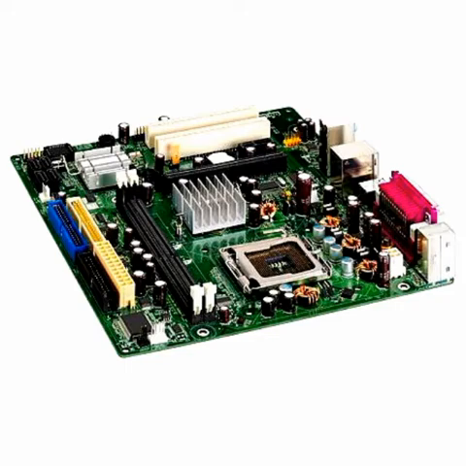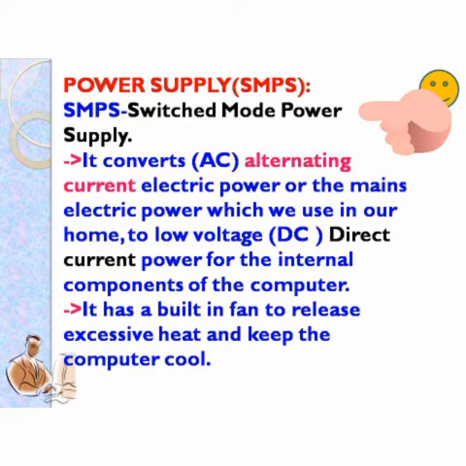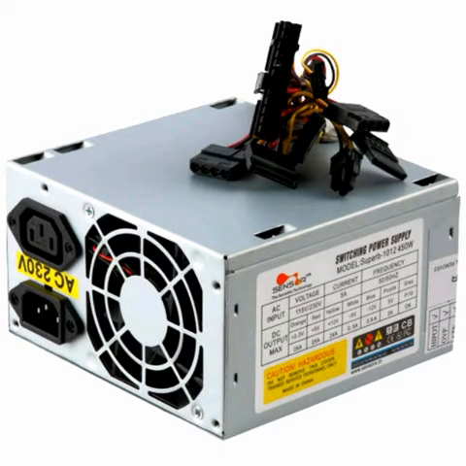Okay, so next we'll discuss about power supply, that is SMPS. It stands for switched mode power supply. It converts AC, alternating current electric power, or the mains electric power which we use in our home, to low voltage DC, that is direct current power for the internal components of the computer. So simply it converts AC to DC. It has a built-in fan to release excessive heat and keep the computer cool. This is the picture of SMPS. This is fixed backside of the CPU box. You might have seen, right?